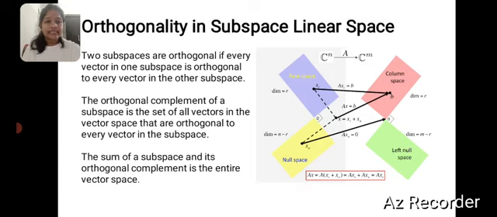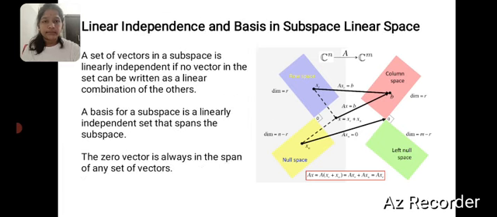Orthogonality in subspace linear space. Two subspaces are orthogonal if every vector in one subspace is orthogonal to every vector in the other subspace. The orthogonal complement of a subspace is the set of all vectors in the vector space that are orthogonal to every vector in the subspace. The sum of a subspace and its orthogonal complement is the entire vector space.